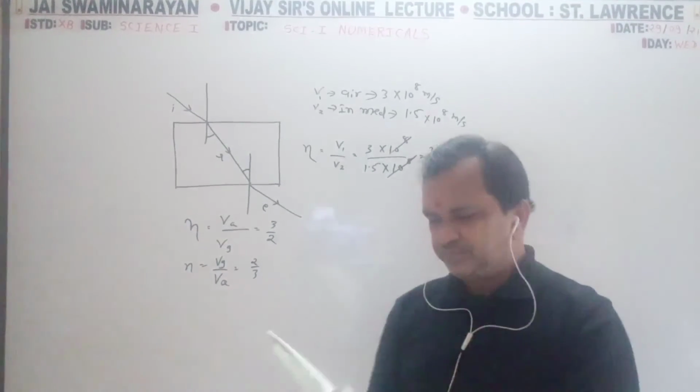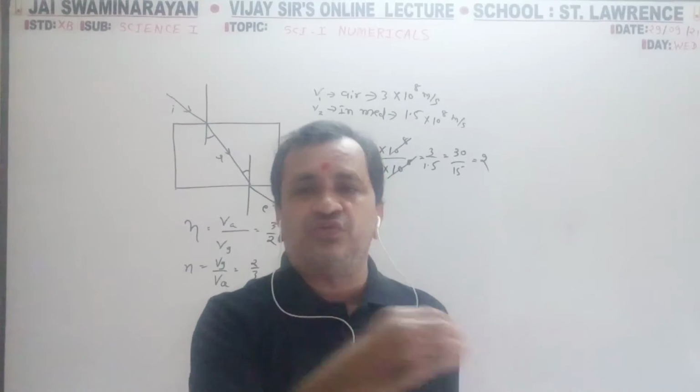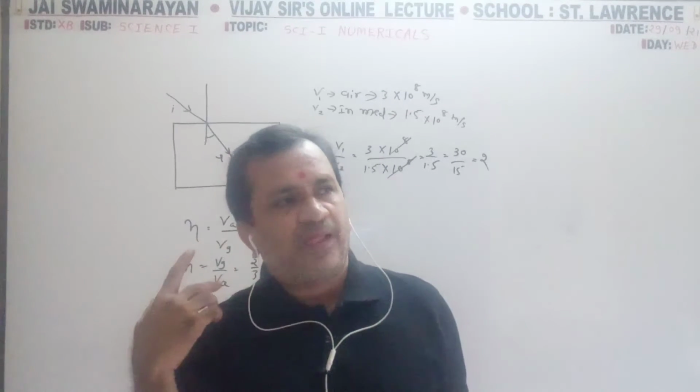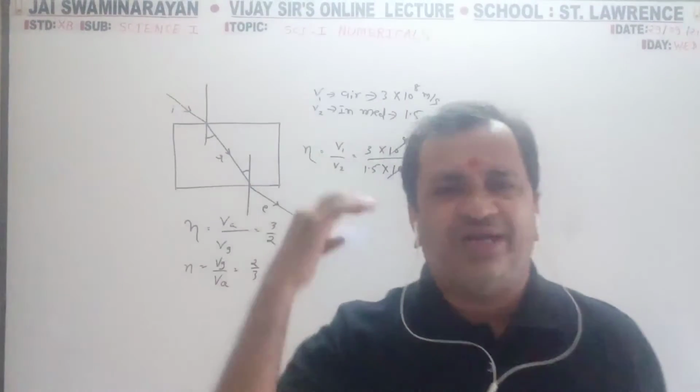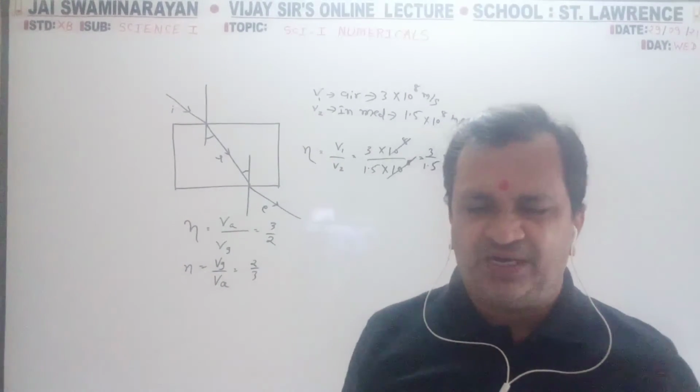Okay. This is a very good question: why is there no unit for refractive index? Because refractive index is a ratio of two same units, so the units will cancel.